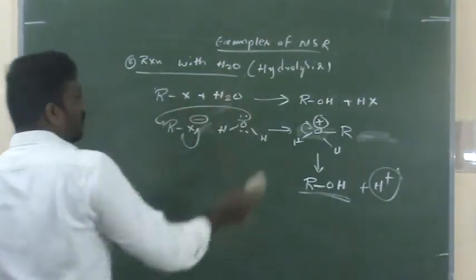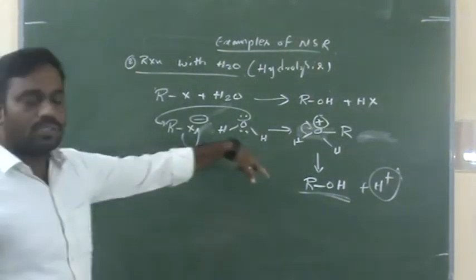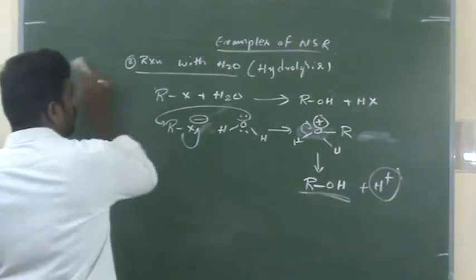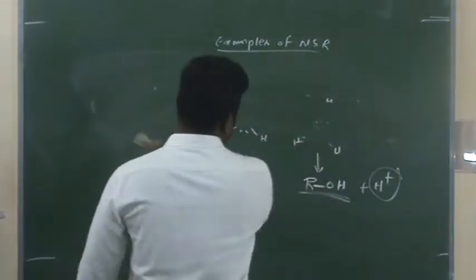Reaction with water. When an alkyl halide reacts with water, we get alcohol as our major product. This reaction is called hydrolysis.